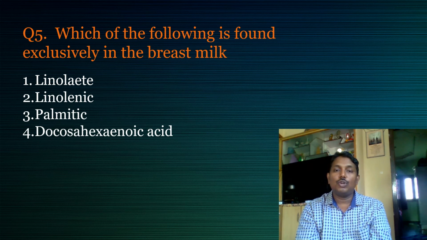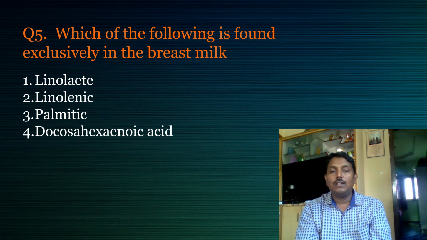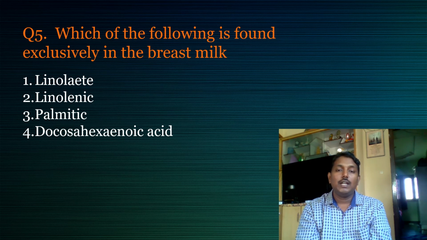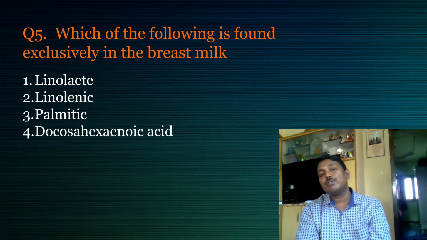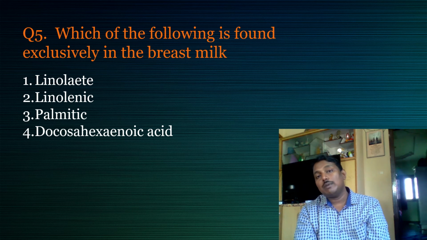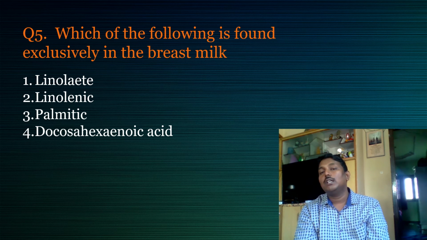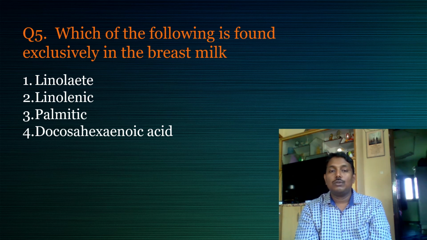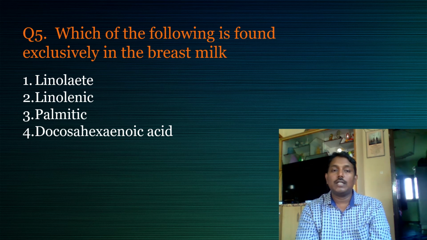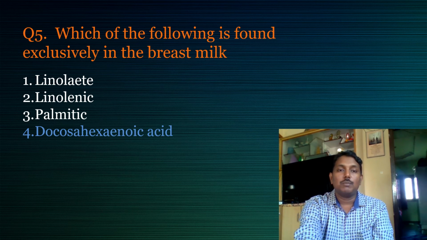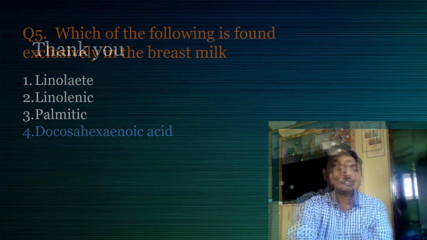Fifth question. Which of the following is found exclusively in breast milk? I've already discussed linoleic, linolenic, palmitic, docosahexaenoic acid. Docosahexaenoic acid, also called DHA, is very much essential for the brain growth of infants. So DHA is exclusively found in breast milk. So the answer is DHA.